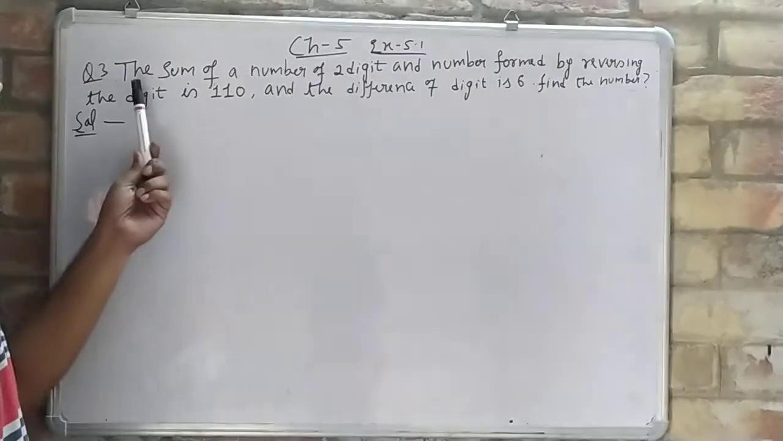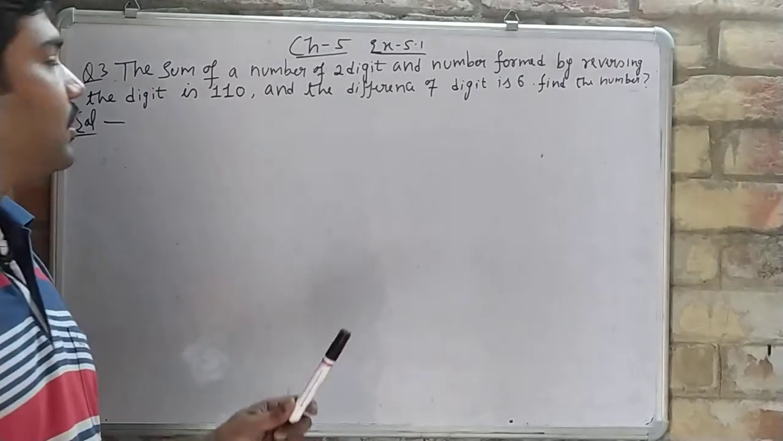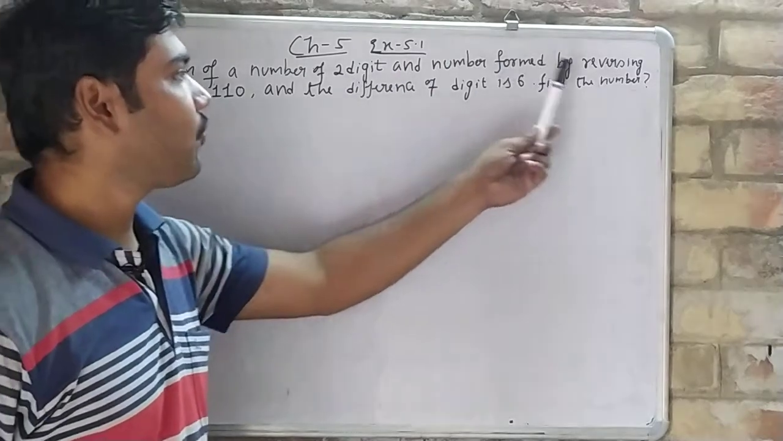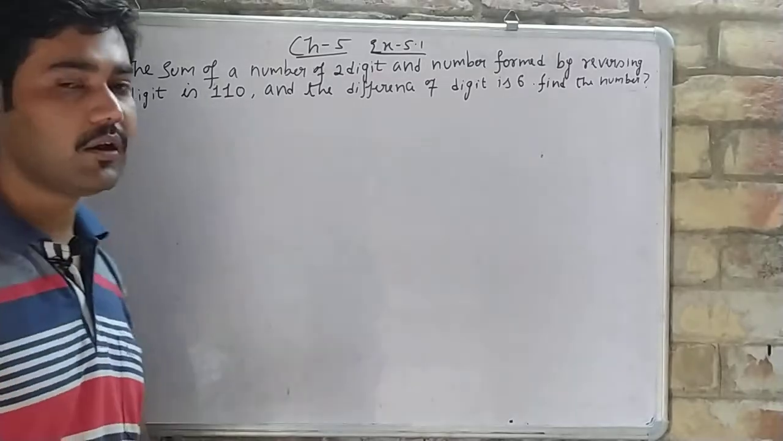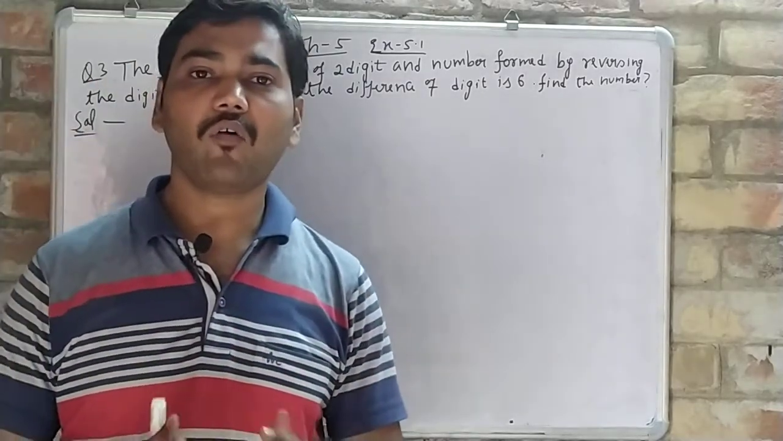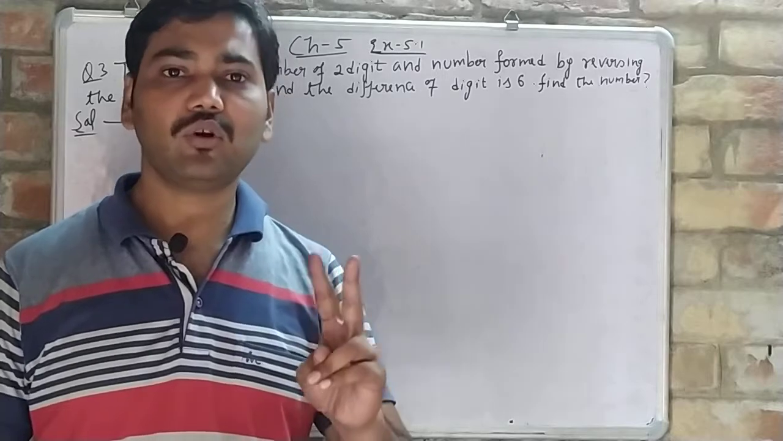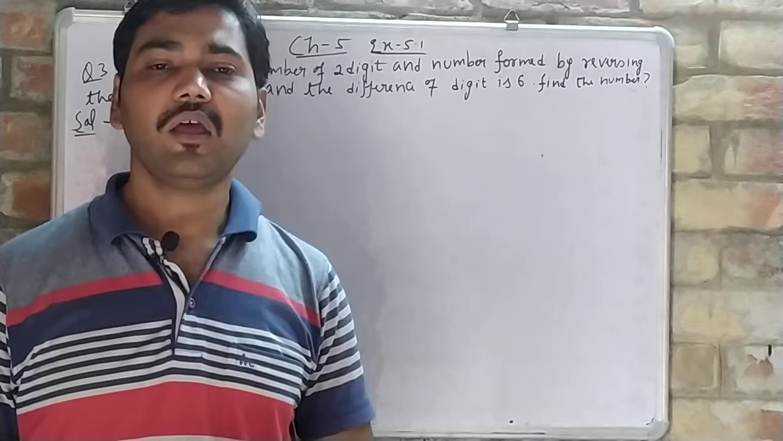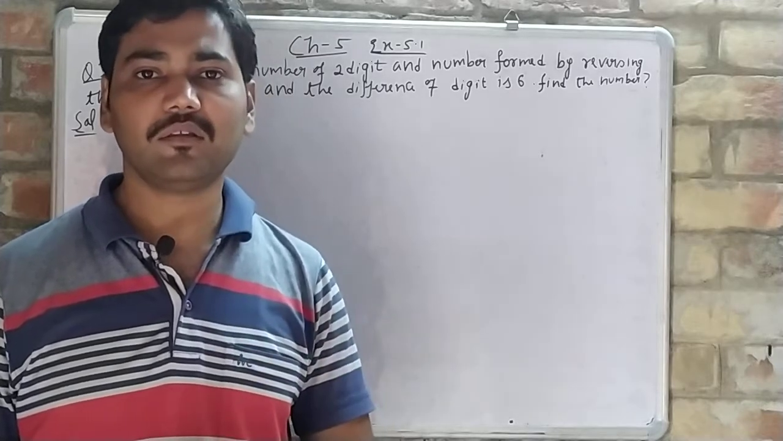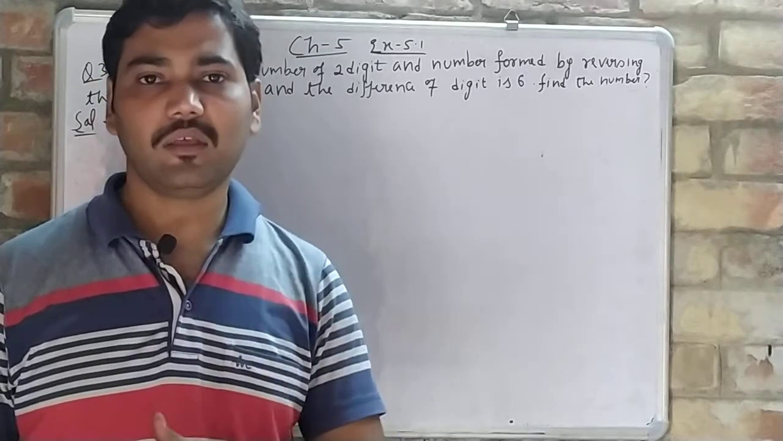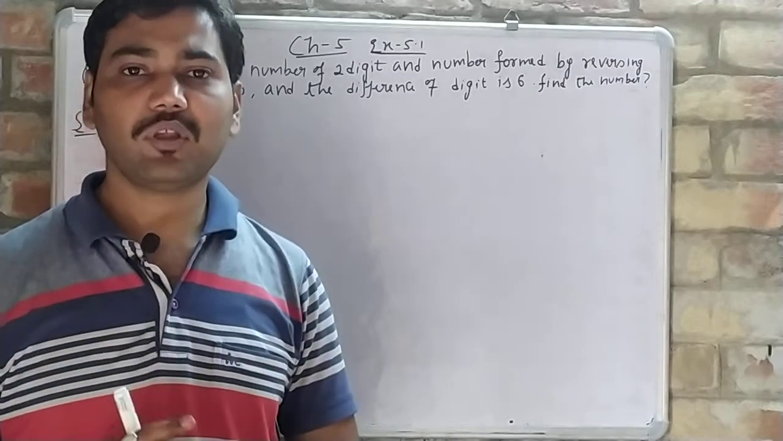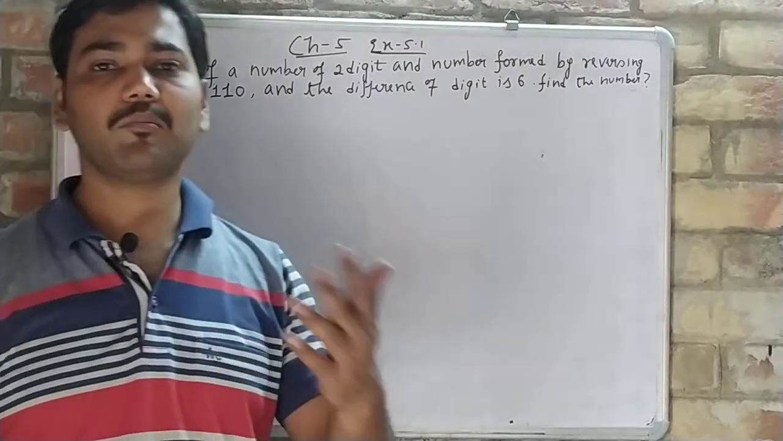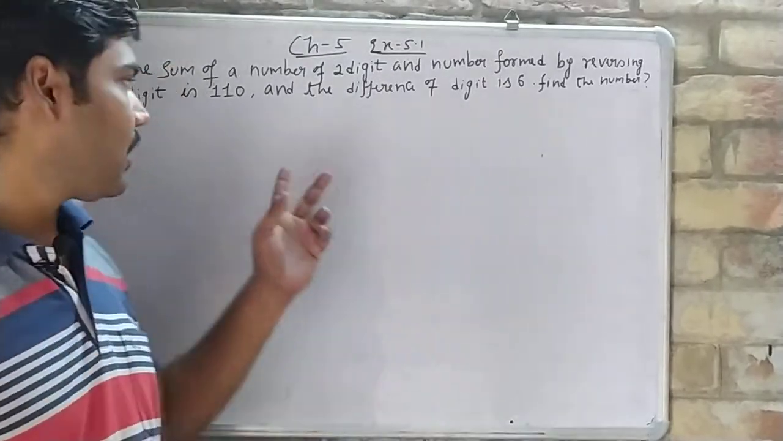See here, first we will read the question very carefully. The sum of a 2 digit number and the number formed by reversing the digits is 110. That means the 2 digit number is 10a plus b, and the number formed by reversing the digits is 10b plus a. If we sum both the numbers, we will have 110.